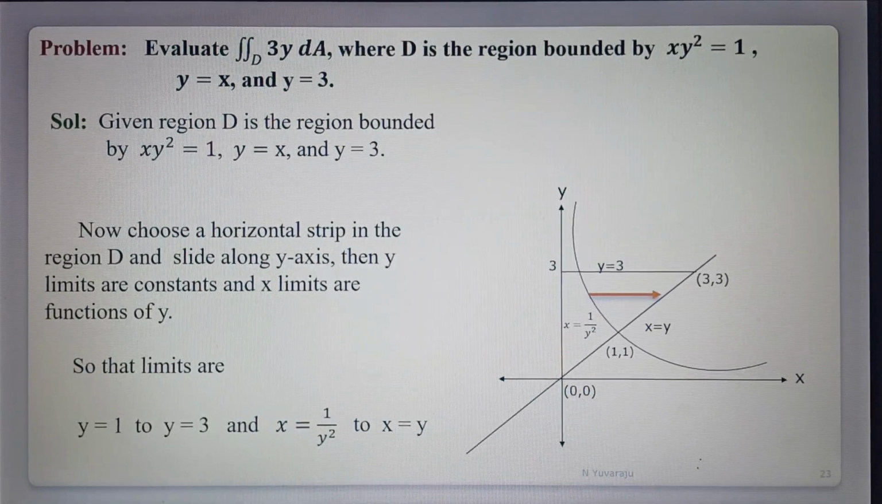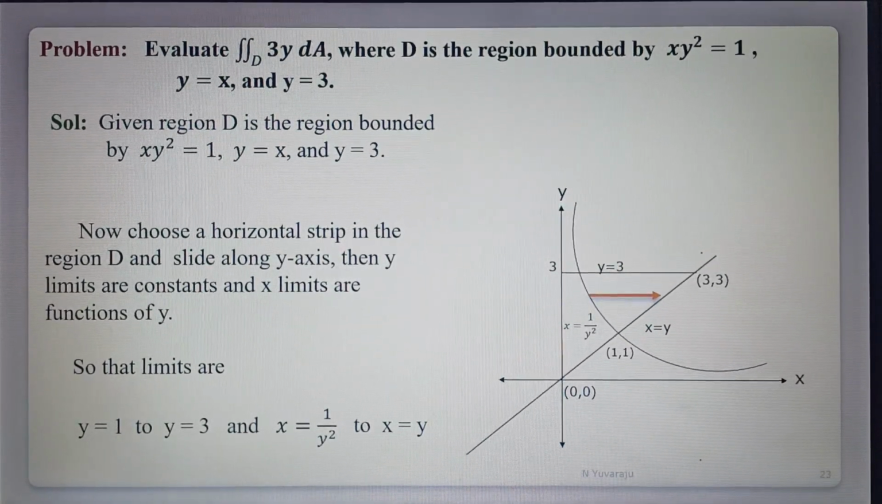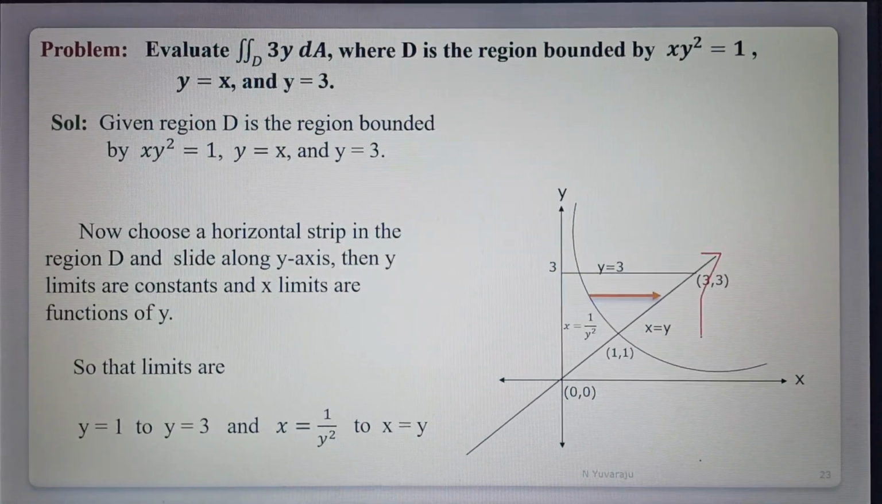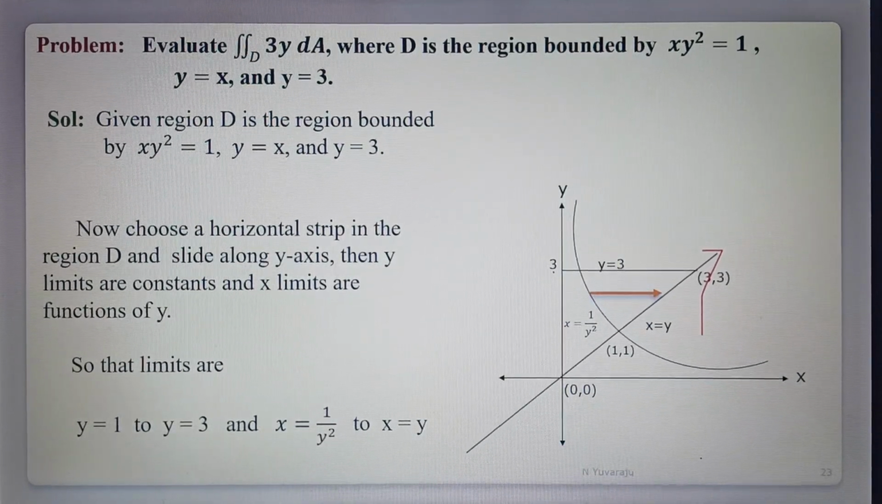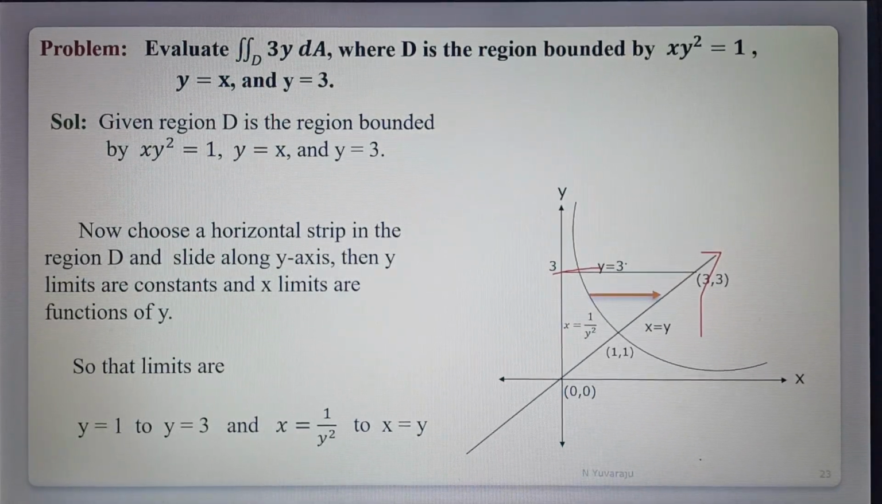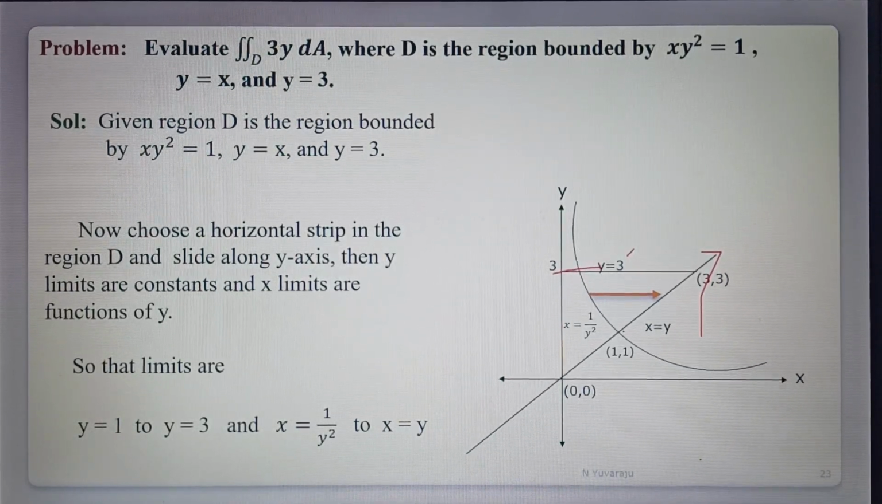see the graph here. See the given boundaries of the region. So y is equal to x is a line passing through the origin, so this is y is equal to x or x is equal to y. Next, y is equal to 3, so this line is y is equal to 3, and x y square is equal to 1 is one of the curves. It intersects the line y is equal to x at 1, 1.